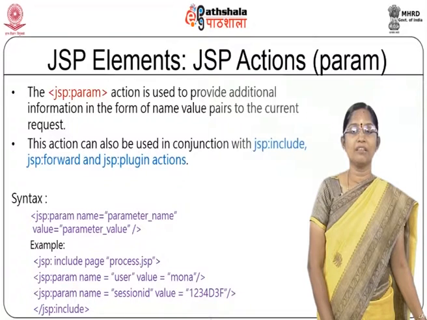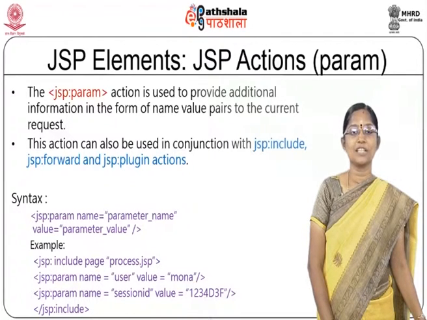First let us look through the very first tag, which is the parameter tag, which we call the JSP param action. This tag is used to provide additional information in the form of name value pairs to the current request. This tag cannot be used alone. Always this tag has to be used in conjunction with the include tag, forward tag and plugin action. Now the syntax of the parameter tag: jsp:param, where param stands for parameter. The name is equal to some name for the parameter, along with a value. Value gives the value of the parameter.